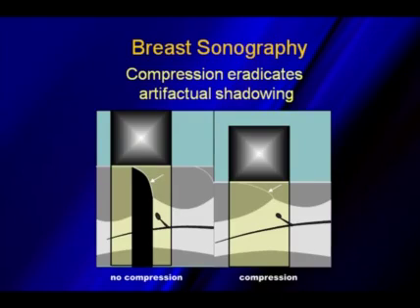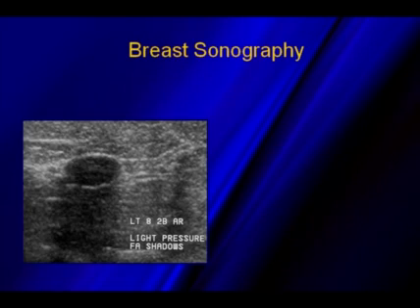The other thing that can happen is if you scan with too light a pressure, you can actually get shadowing from a Cooper's ligament. The Cooper's ligaments may be running up towards us, but by compressing, you can flatten those out. Here, scanning with very light pressure, this looks like a fibroadenoma, but we have shadowing behind it.